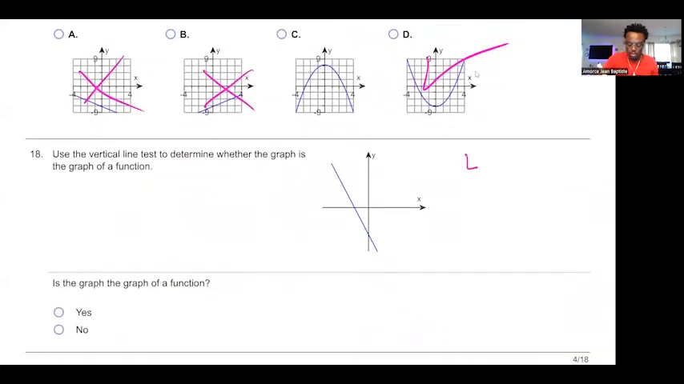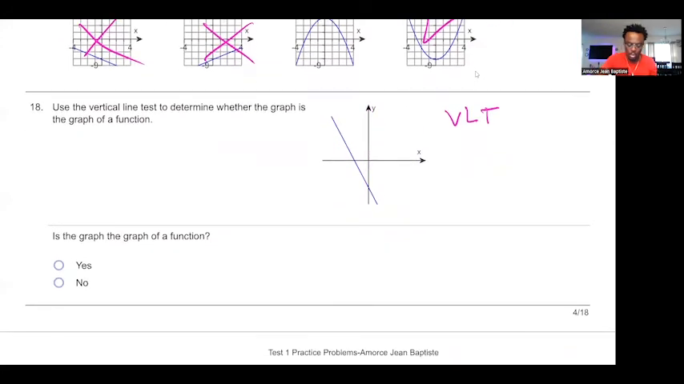The VLT, the vertical line test, tells you which graph is a function. So by looking at this one with your eyes only, you can tell clearly that this is a function.